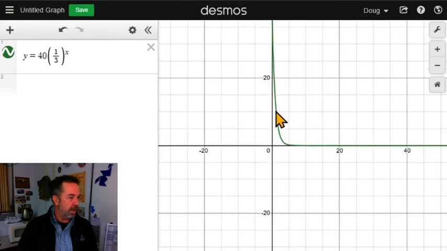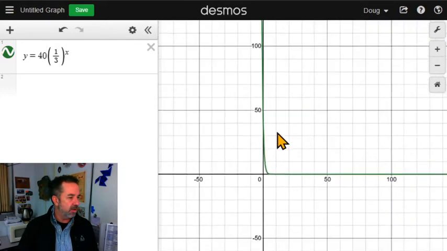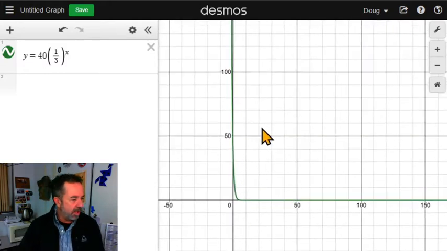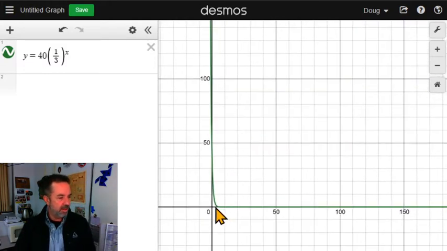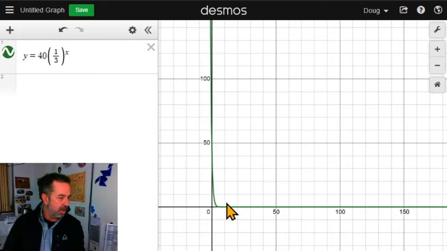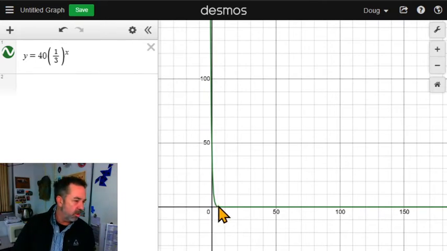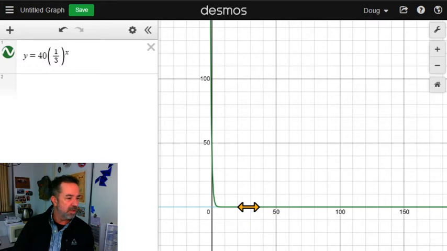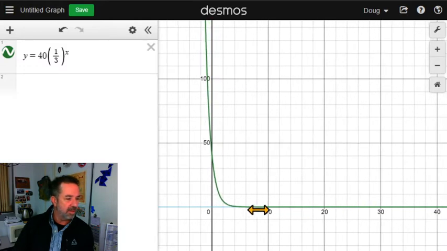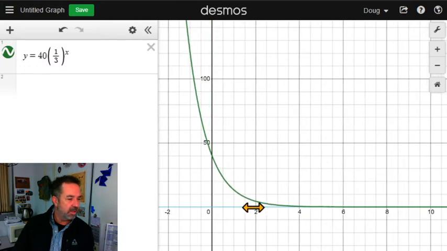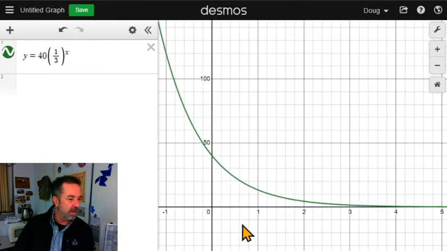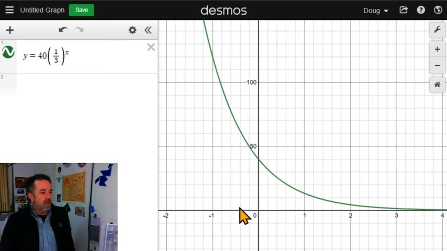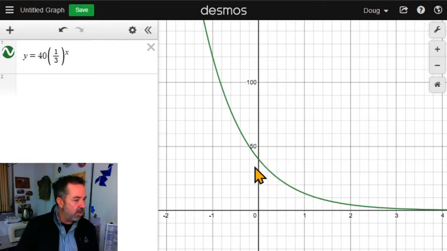I need to zoom out a lot because I'm going to need to be able to see 120. So I can see 120 in there, but I need to change the scale of my x-axis. On Desmos, if you hold your cursor over the x-axis and press the shift key on your keyboard, you'll get this indicating that you can stretch out the x-axis. I'm going to stretch it out so I can see +1, and I can also see -1. So when x is 0, I'm hitting 40.